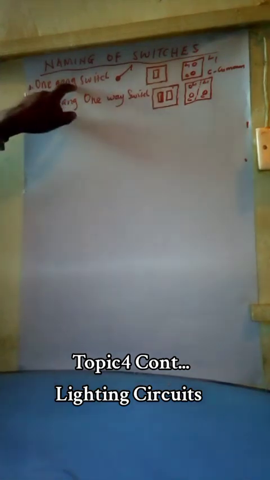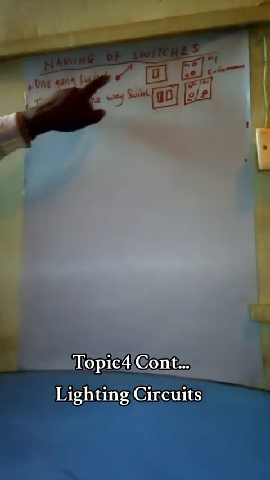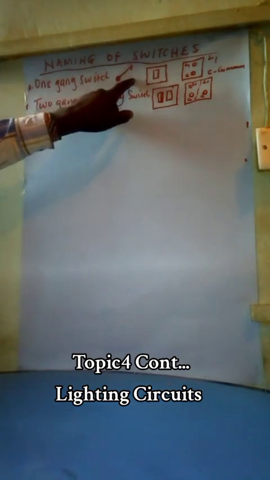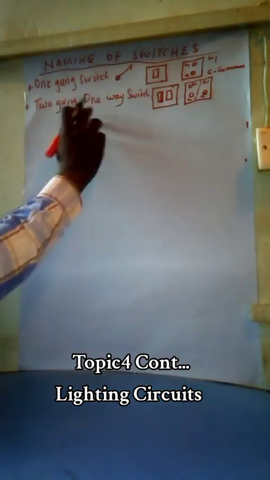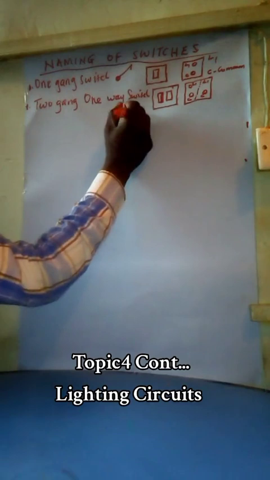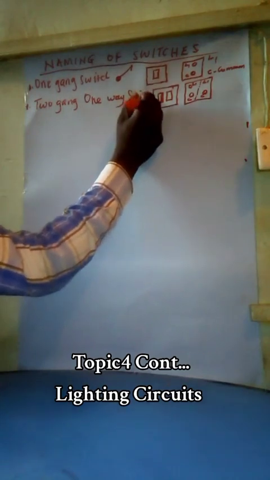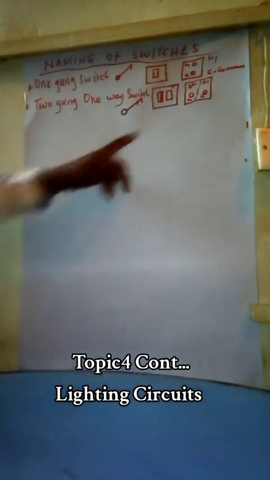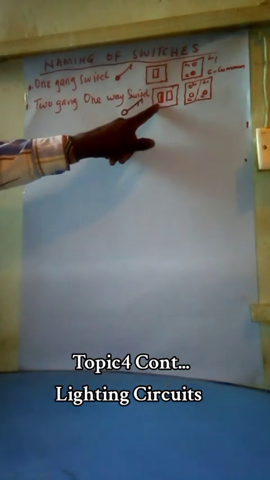This one is called one gang, two way switch. And the graphical symbol for two gang, one way switch is like this. It's a graphical symbol. So this one means the two gangs.